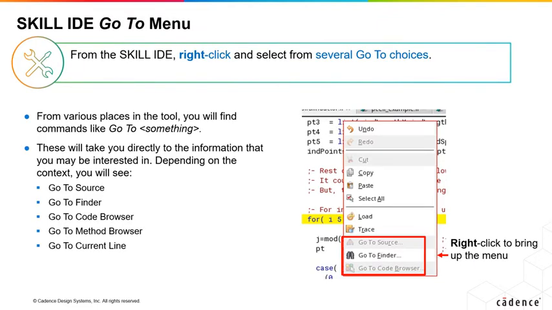In the Skill IDE, there is a Go To menu that you'll see. Depending on the context and where you're at, you'll have access, for example, to go to the source, go to the Skill Finder, go to the code browser, go to method browser, go to current line. So in the little example on the right, when you right click, up comes a menu choice, and you can, for example, say go to source, go to finder, or go to code browser. So very quickly you can hop to these various assistants.